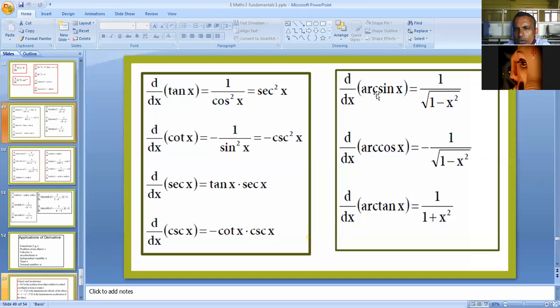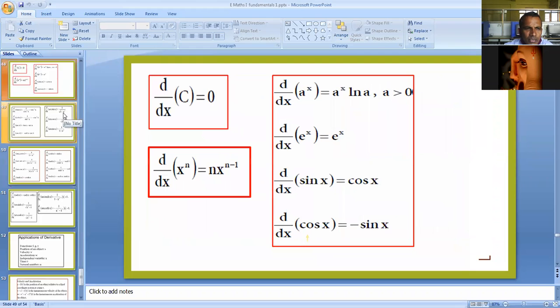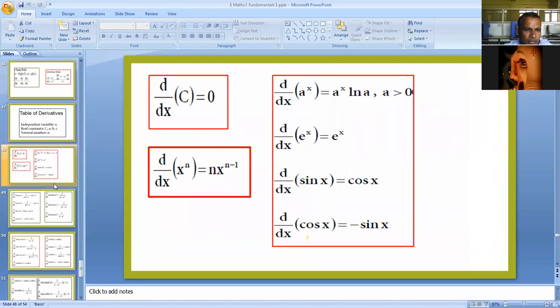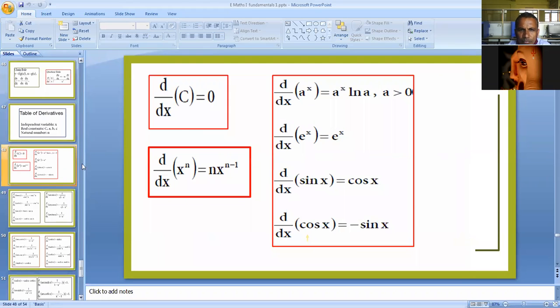Arc means what? Inverse of x. d by dx of sine inverse of x. What is that d by dx of sine inverse of x? Now you know here one more results. They are simple results that I want to discuss with you. So d by dx of c means what? Constant. It is 0.